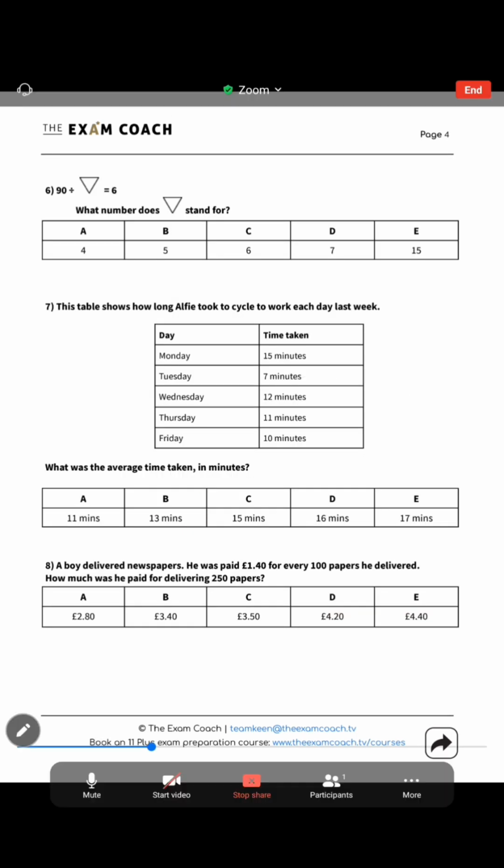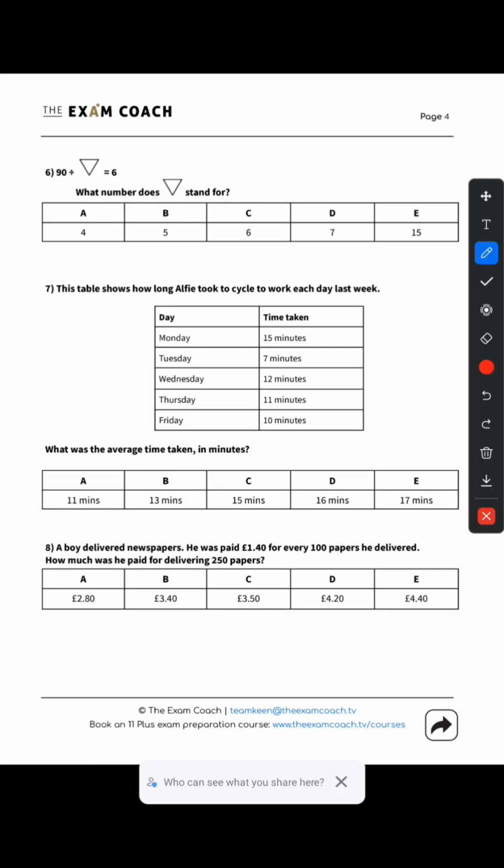90 divided by a number equals 6. So to find out what this number is, you think of what you can multiply by 6 to get 90. What can you multiply by 6 to get 90? The answer will be 15. So if you do 90 divided by 15, you get 6. If you do 6 times 15, you get 90.